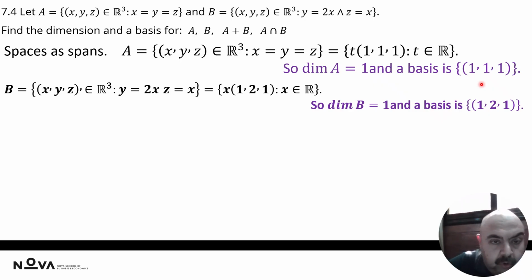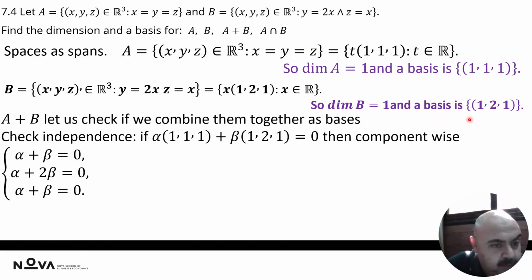Same also goes for the second set. I will leave x, but replace y by 2x and z by x, and then I will take x as a common factor. I will have the vector (1,2,1), which is generating for this space. And so the basis is (1,2,1), and the dimension is equal to 1.